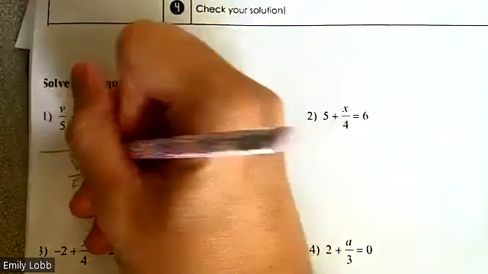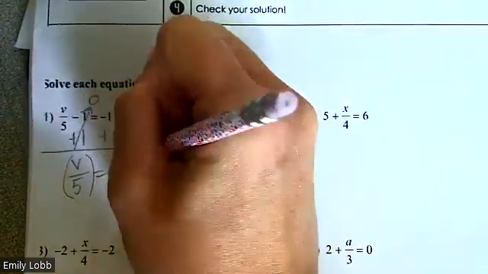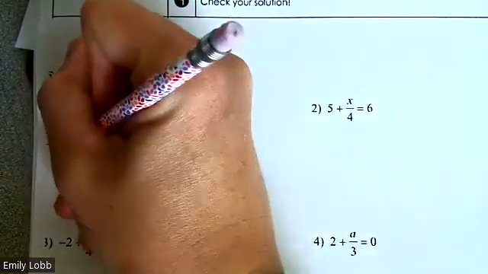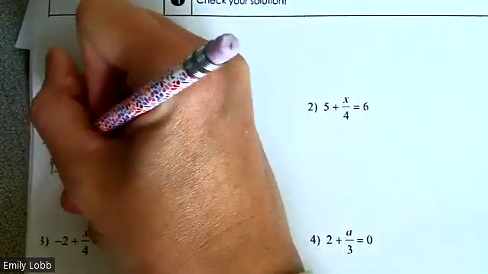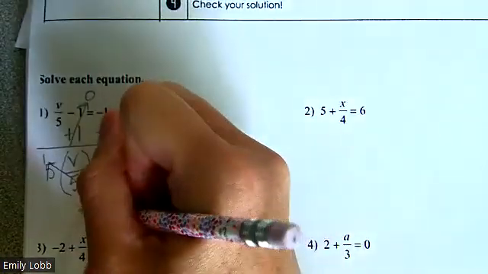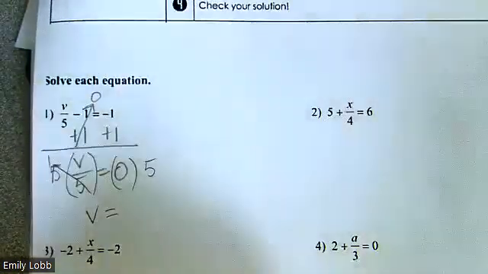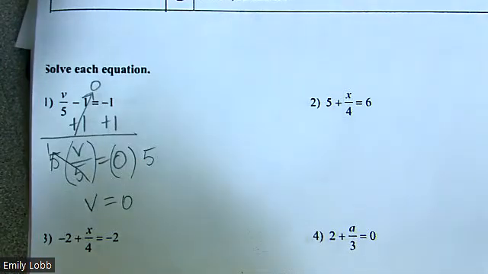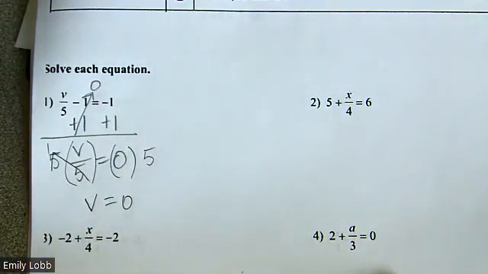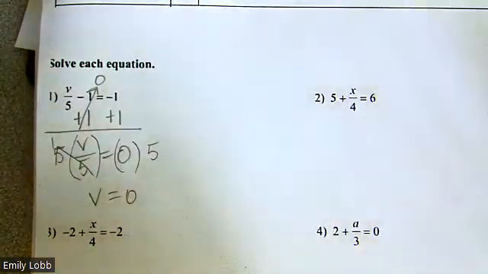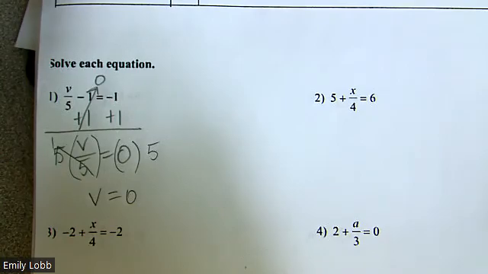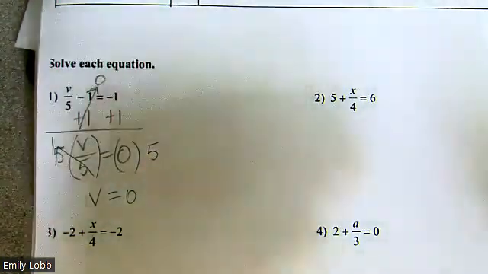So if I multiply, remember I'm showing this with parentheses. If I multiply both sides by 5, 5 divided by 5 is 1. So I have v equals, well, 0 times anything is 0. So it didn't even matter what I did to it. Okay, so these are a little bit different. Instead of dividing as our second step, we're going to be doing what as our second step? Multiplying. Make sure you're showing this properly though.